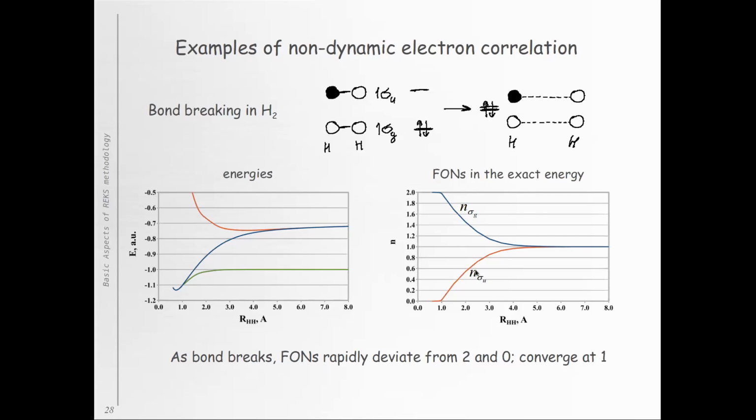In the dissociation limit, I will end up with 1 and 1 occupation numbers, equal occupation numbers, as it should be, because both electronic configurations, with doubly occupied sigma g and with doubly occupied sigma u orbital, become degenerate. Therefore, their occupation numbers become equal. Right? So this is, let's say, an intuitively correct picture of bond dissociation.